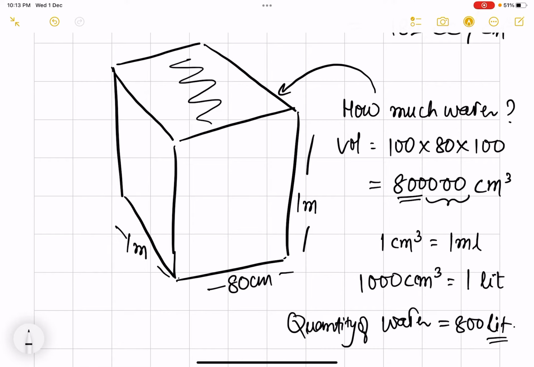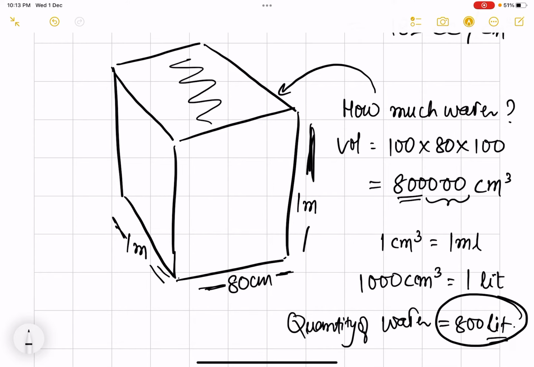So imagine it's not a very small tank. It's a big tank which was 1 meter high, 1 meter long, and almost 1 meter, but actually 80 centimeter broad. So the water that it can hold is 800 liters, no less, quite a big amount.